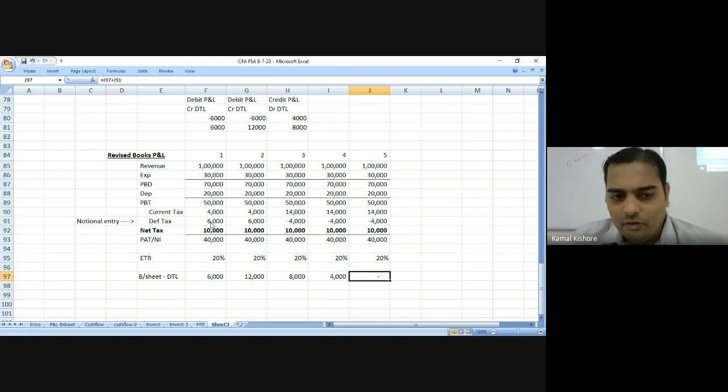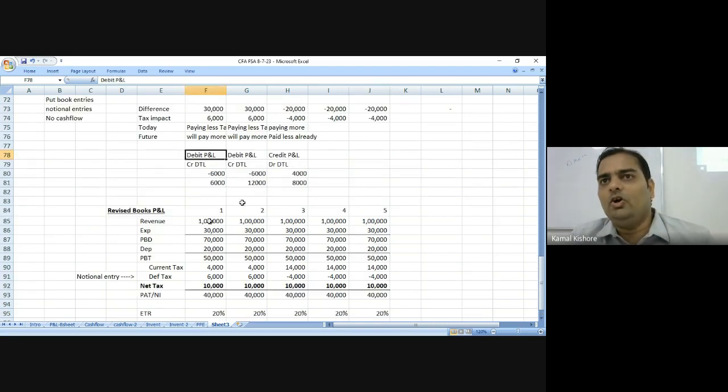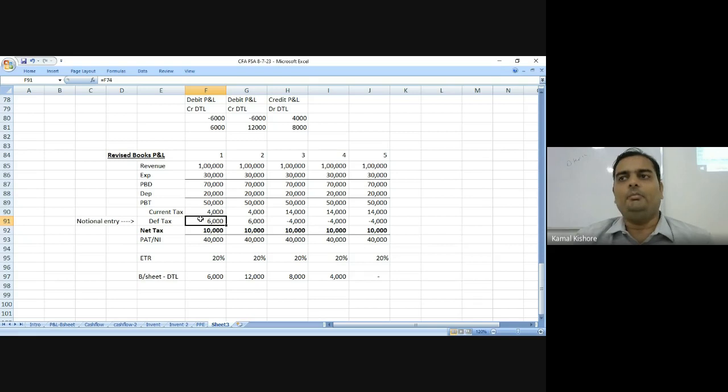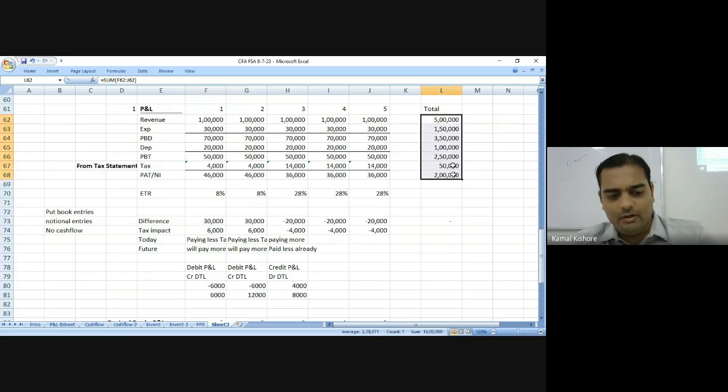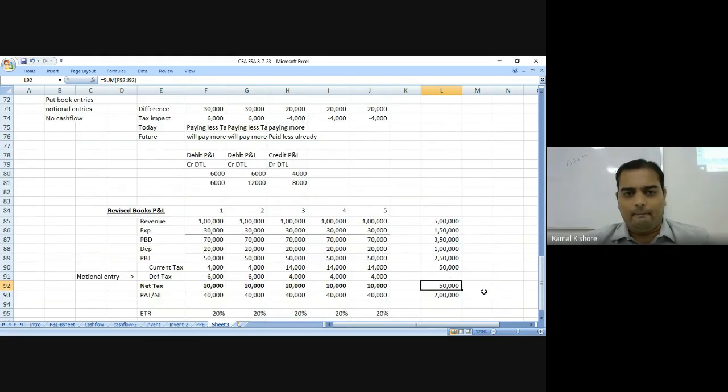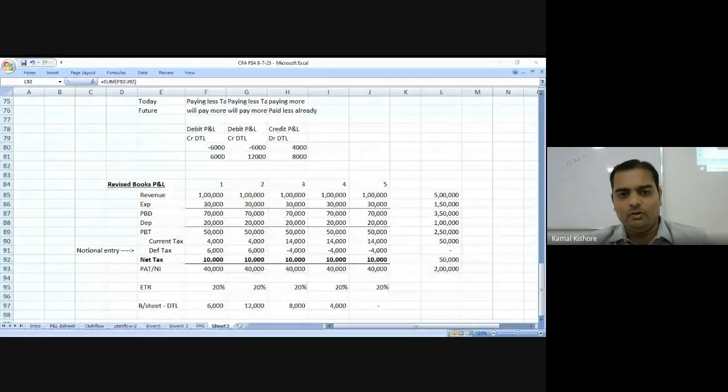Are you getting it? Right. So if it is DTA, what will happen? You will credit the P&L. You will debit balance sheet DTA, and the same will be the effect. Okay. Now you can update these numbers. Understand and update. Make a note of these numbers. Ultimately, here also the total will be same only. You're paying less today, so you'll pay more in the future. Any doubts? Please let me know.